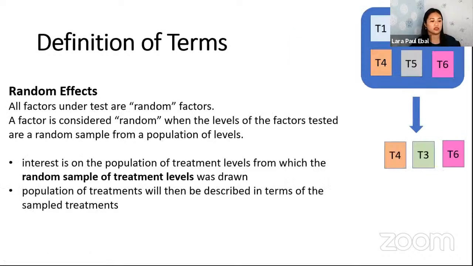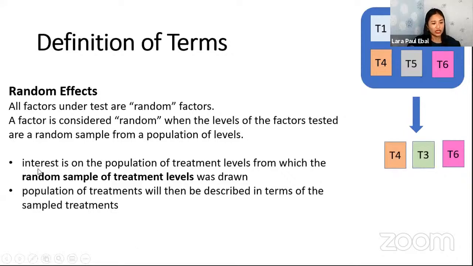Now for random effects, of course if there is fixed, there is random. So all factors under test are random factors. A factor is considered random when the levels of the factor tested are a random sample from the population of levels. So for example, as you can see here in the picture, you have many levels: T1, T2, T3, T4, T5, and T6. Then we just randomly select. You have no intention of comparing any specific treatment level. You just randomly select T4, T3, and T6. So it's fine. What you are doing is actually under random effects.